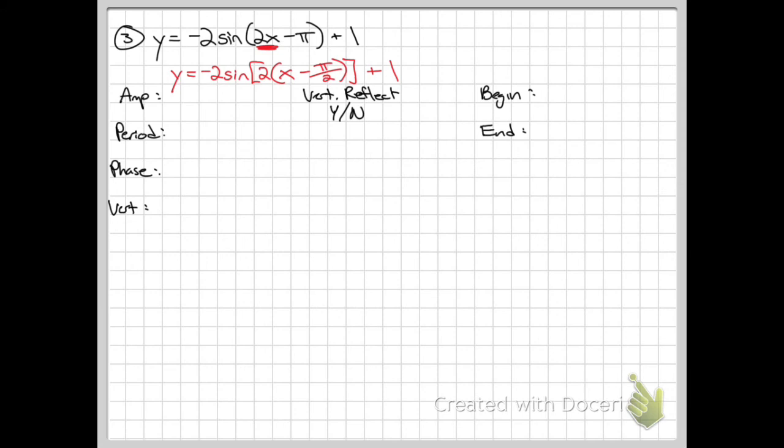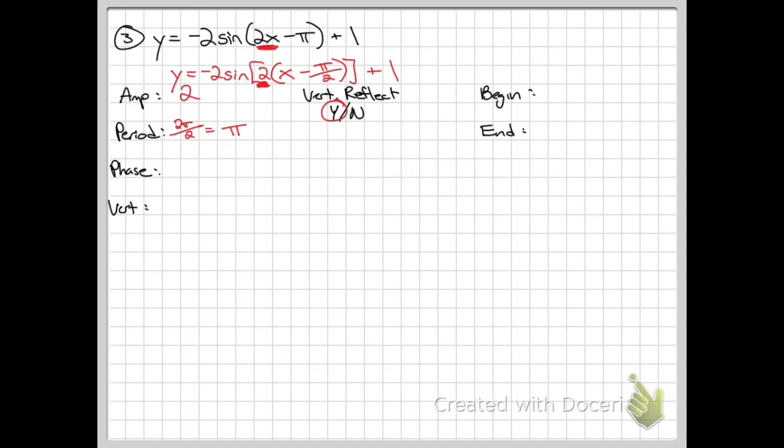Amplitude is always a positive number. I'm going to say it over and over again, and you're going to choose negative on accident one day on the test. Amplitude is +2, but since it's negative, it has a vertical reflection. Period is 2 pi over b. Now we finally have a b that's not 1, so divide by 2. This time the period's pi.